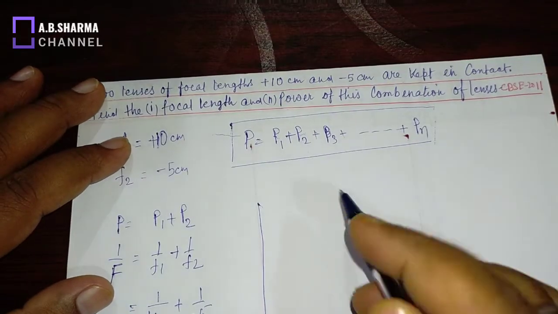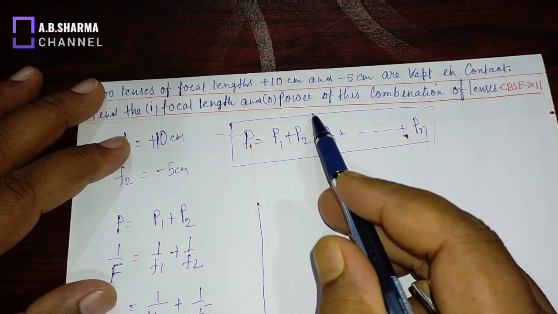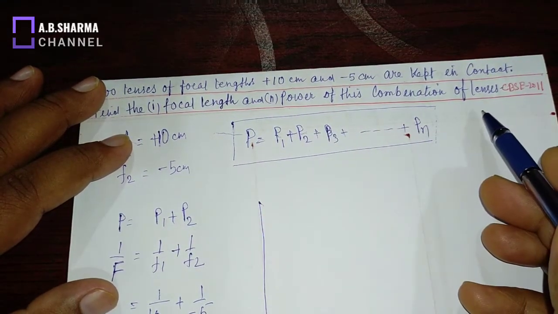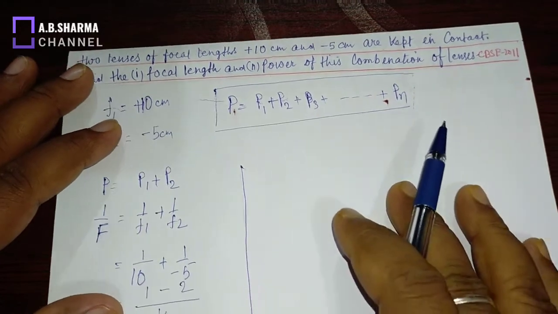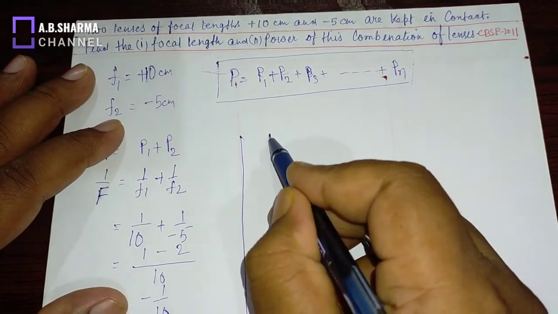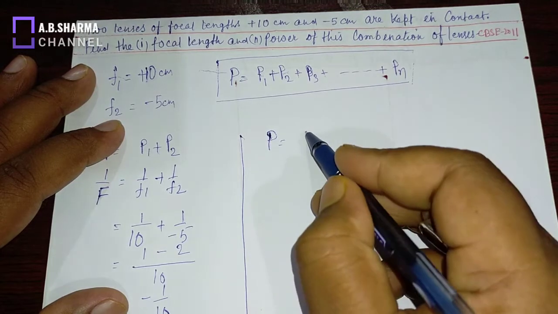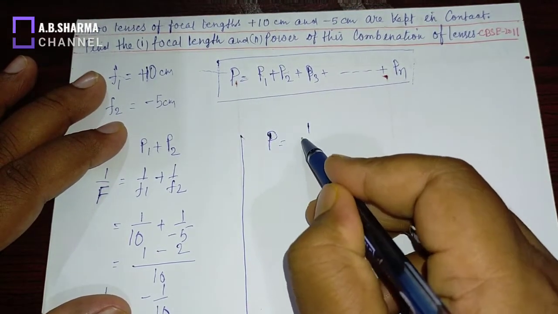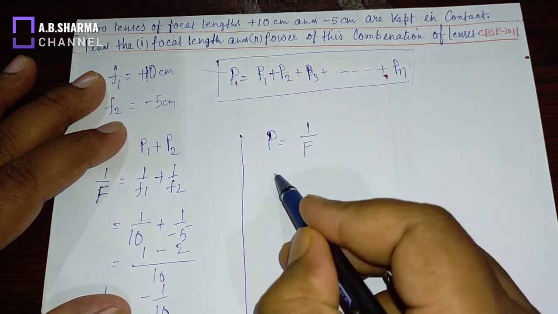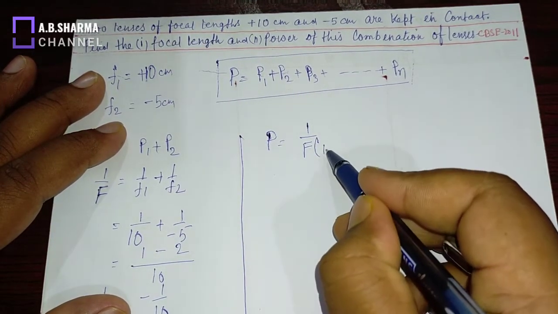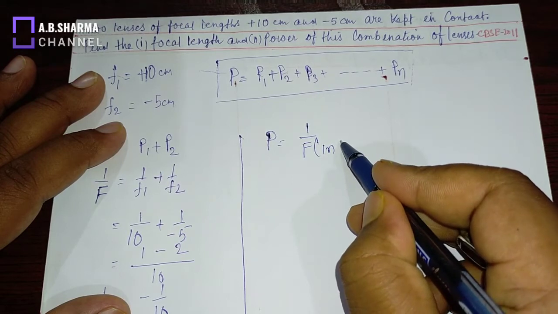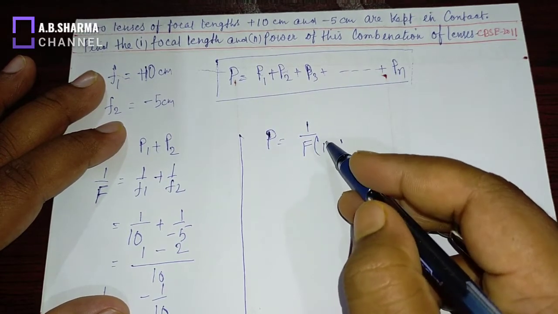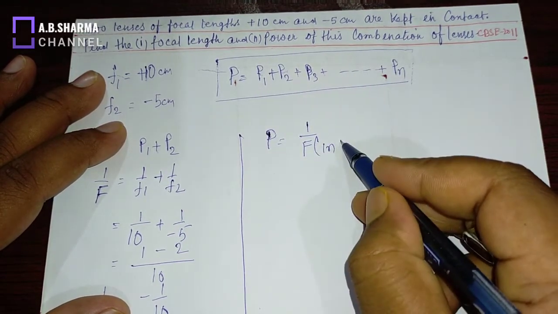Now second part of the question, power of this combination of lenses. Power of this combination P equals to 1 over F in meter. We calculate power always by converting focal length into meter.